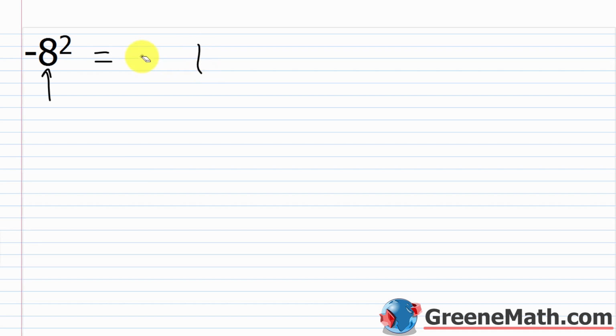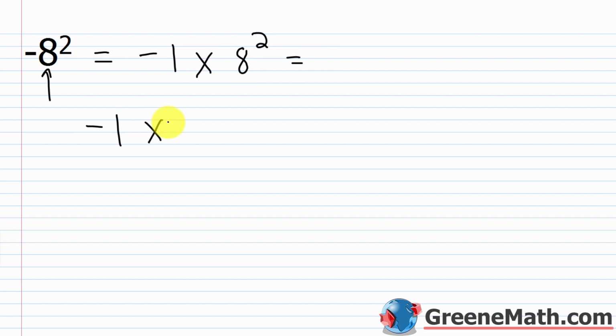Right? And let me kind of write this out so you get a little bit more practice seeing this. So this is essentially negative 1 times 8 squared. So it's negative 1 times 64, which equals negative 64.